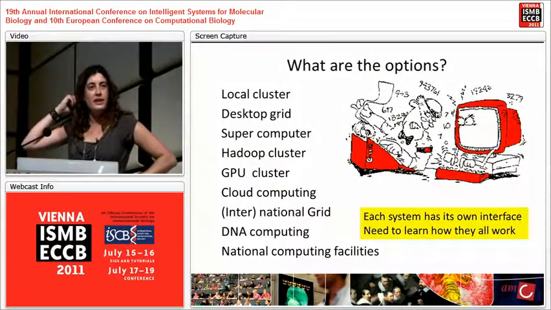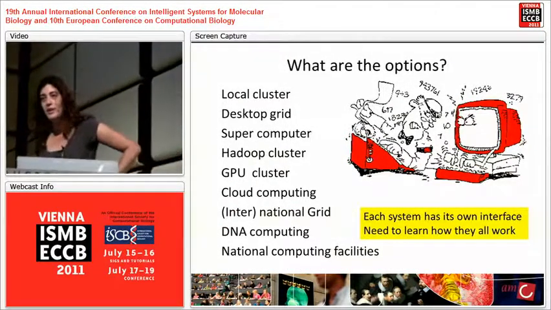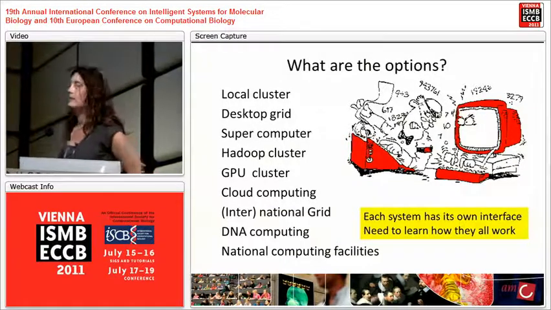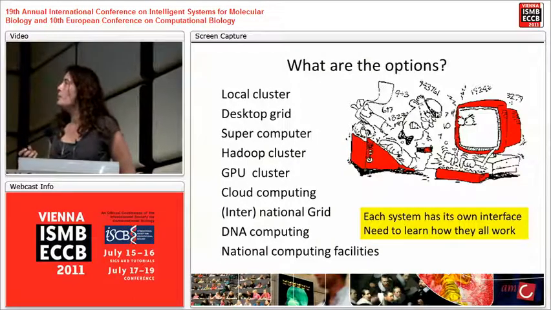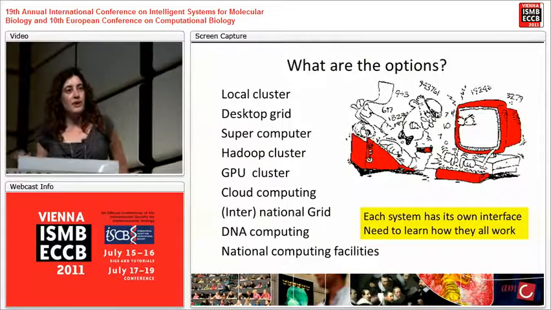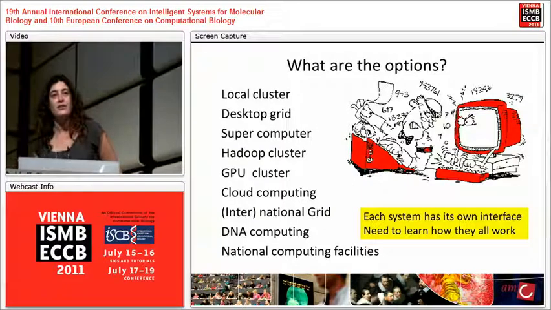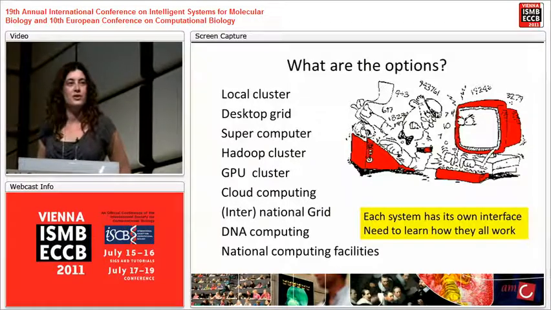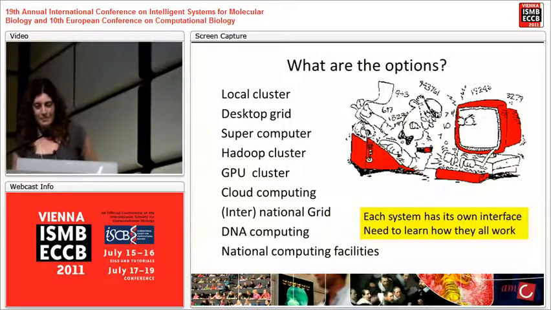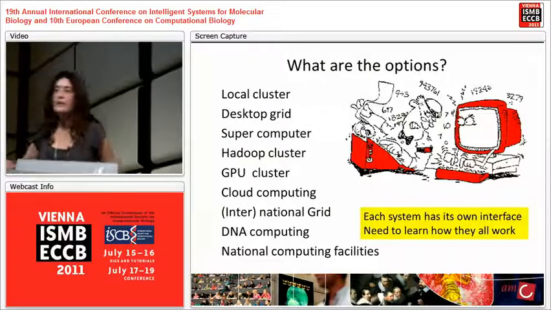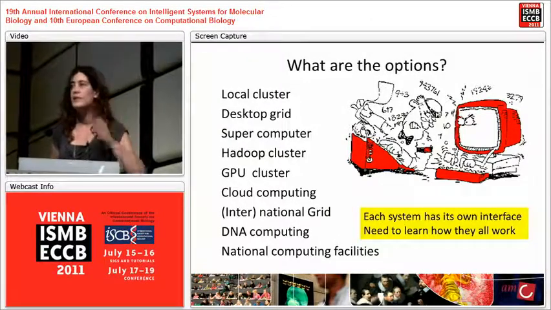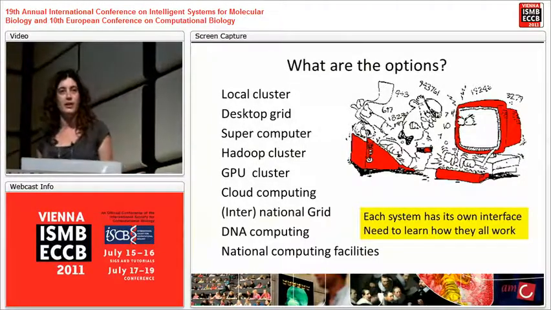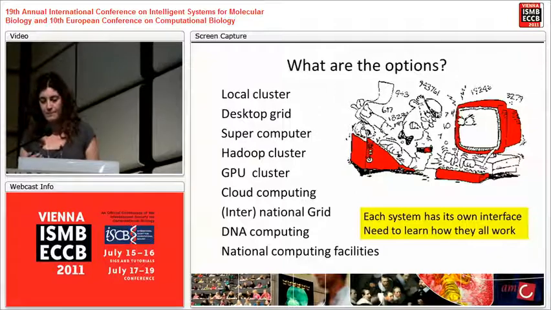So regarding IT infrastructures, there are many options. One can buy a local cluster or set up a desktop grid, use a supercomputer or Hadoop or GPU cluster. One can use cloud computing, an international grid, maybe in the future DNA computing, and some of us might have access to national computing facilities. Each system has its own benefits for certain algorithms, but the thing is that each system has its own interface and that we need to learn how all these systems work.